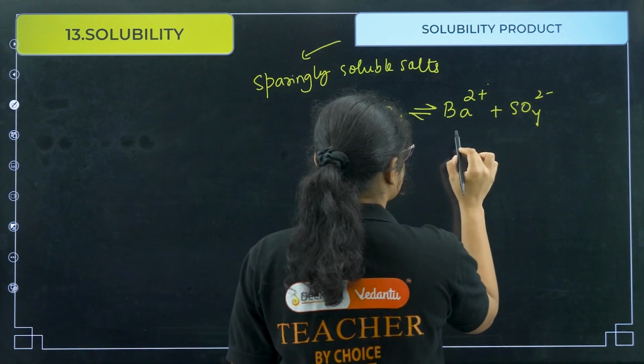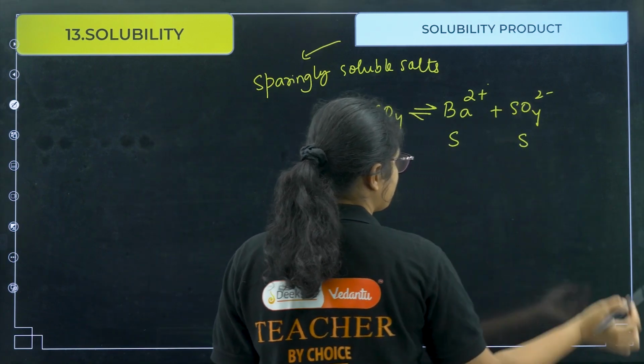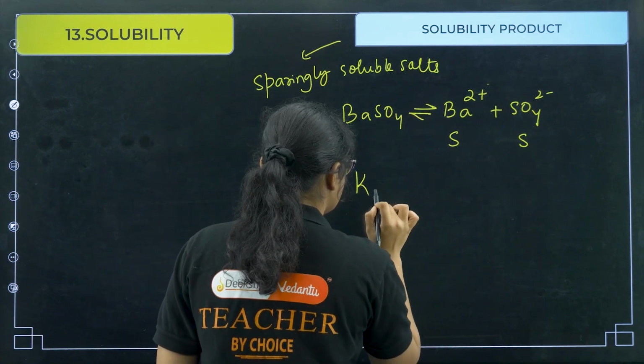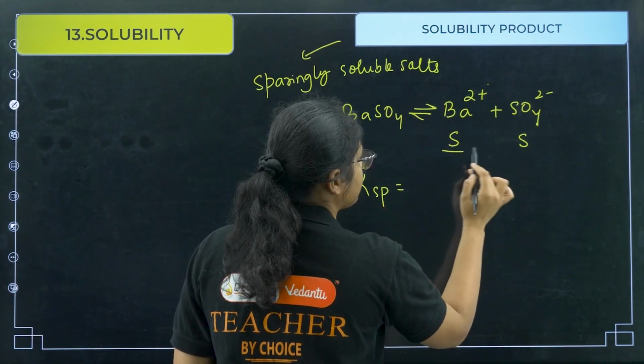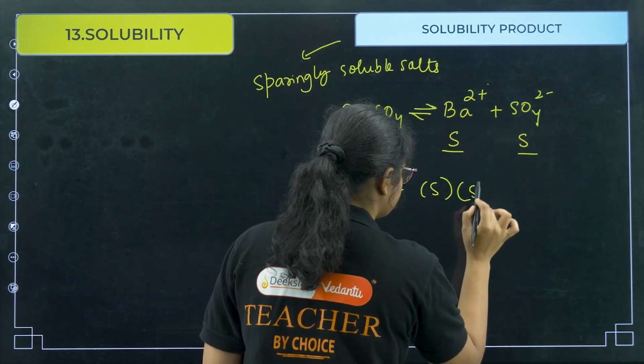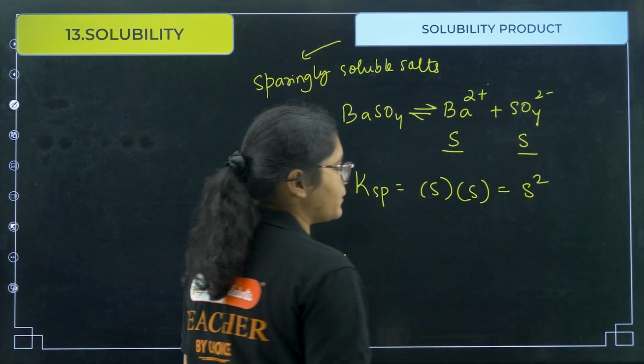Here the solubility of each ion is considered as S. Now what is the solubility product? Solubility product is the product of the solubility of the ions. So it will be S into S, we will get S square.